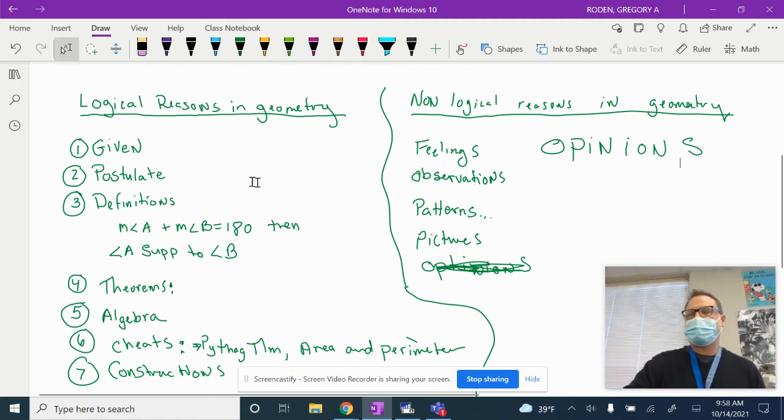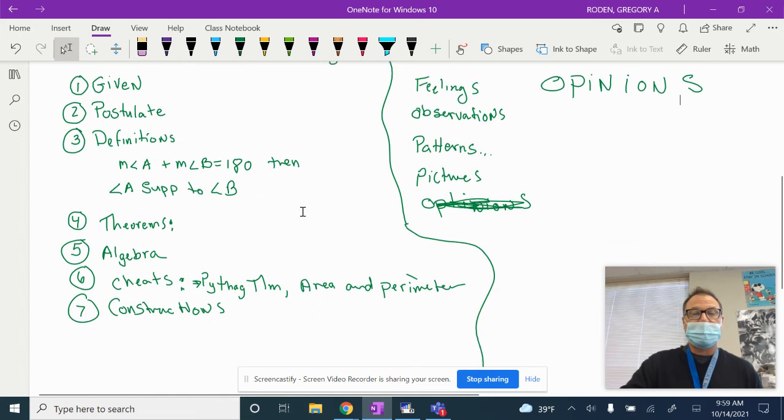Especially you guys. How many of you are in AP Biology right now? AP Biology, guys. That's a lot of observation. That's a lot of patterns. Probably a lot of feelings involved with those animals and stuff, that living, but it has nothing to do with geometry. Geometry is a different creature.